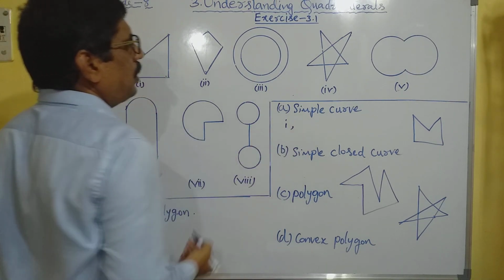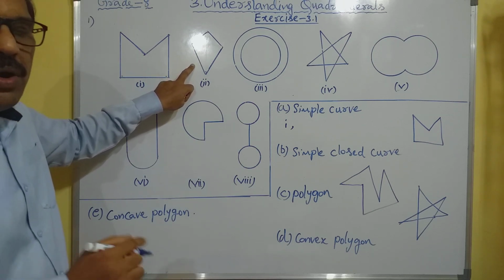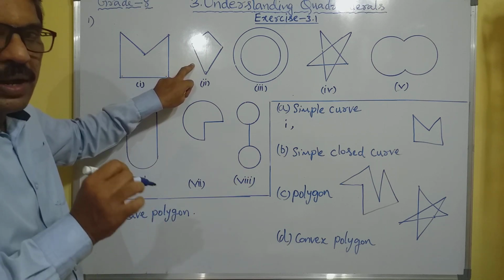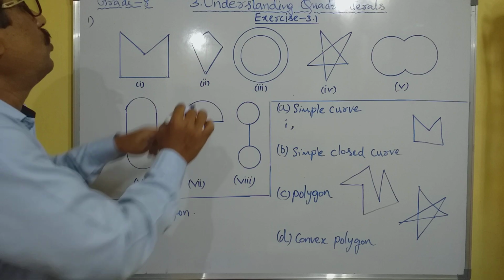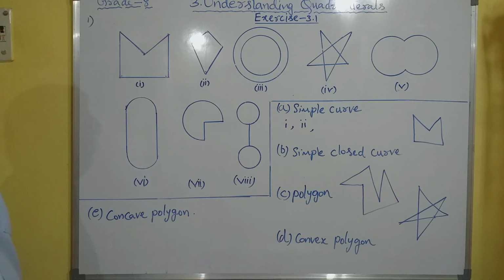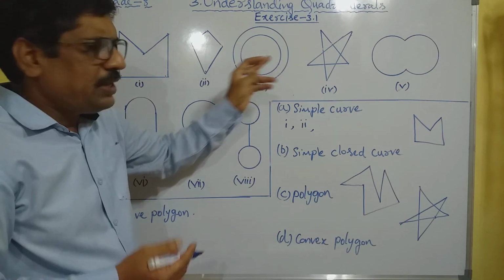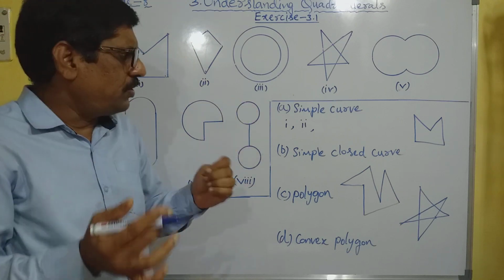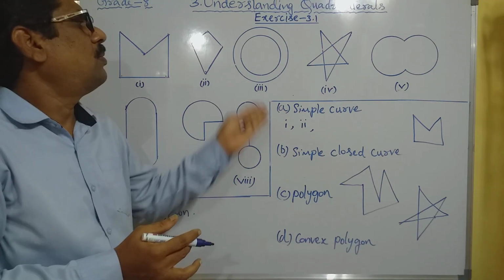And look at this. The second one is also a simple curve. Why? Because we can draw this figure without intersecting the given curve or line at any point. We can come to the starting point. So this is also a simple curve. Now look at the third one. It is a combination of two circles. They both are closed figures and simple curves only, but it is a combination, so we can't call it a simple curve. We can leave it.